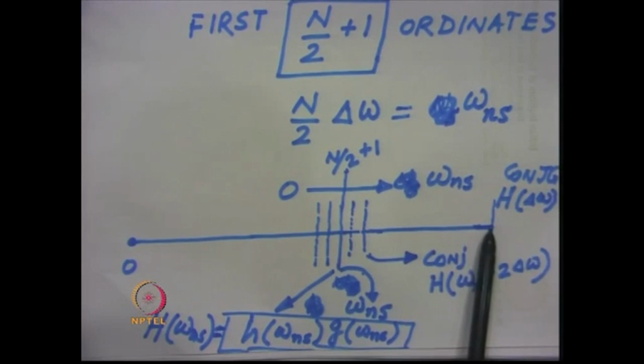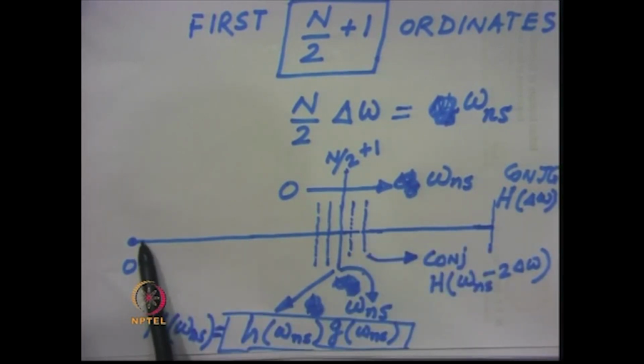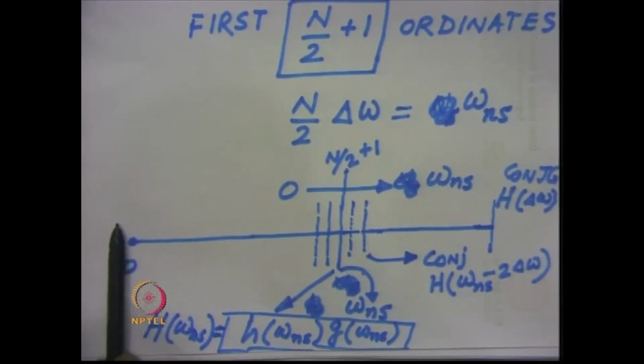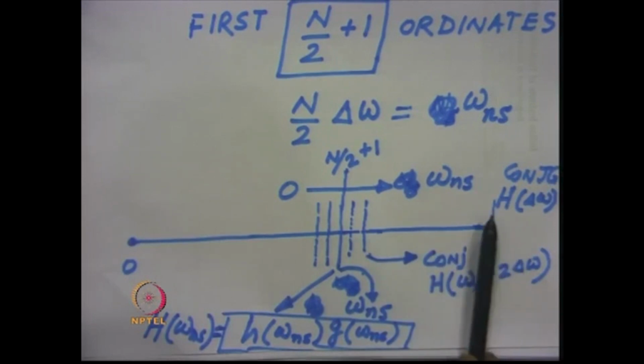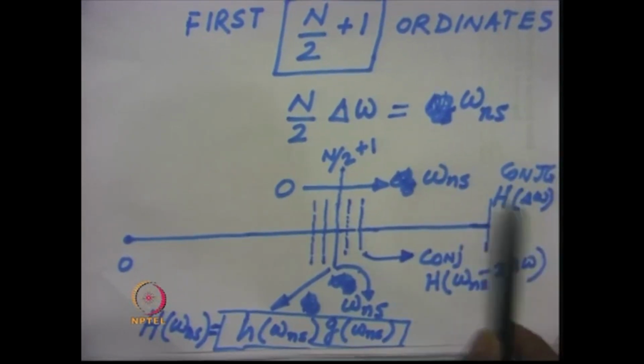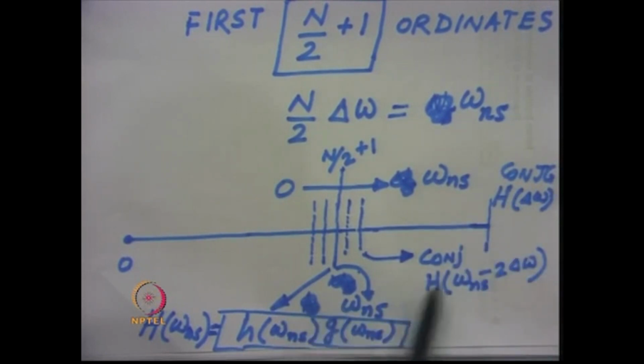So, the last value over here will be equal to a value which we get just after the delta omega interval, that means this ordinate, not this ordinate. The ordinate at 0 in fact is the repetition ordinate, from where the entire thing repeats again. Therefore, we take up to this.